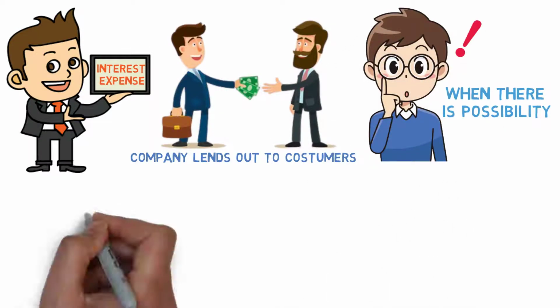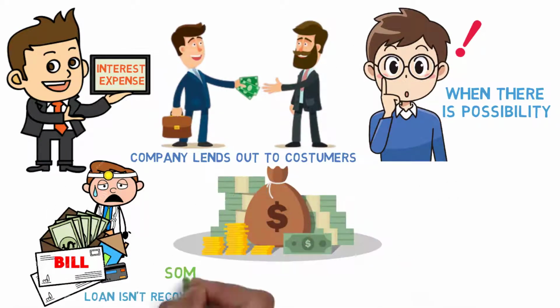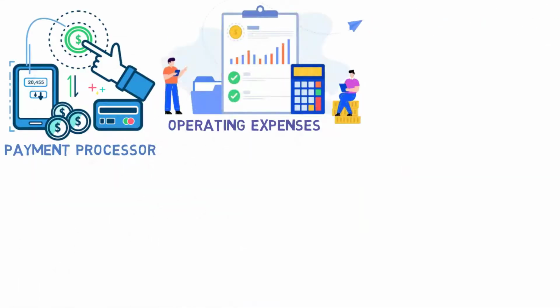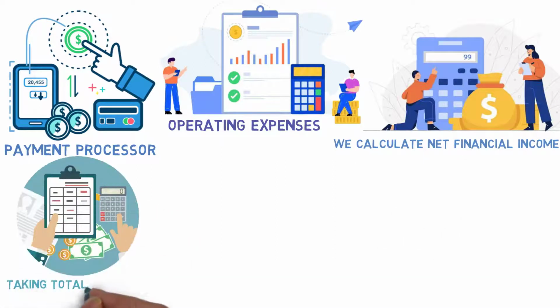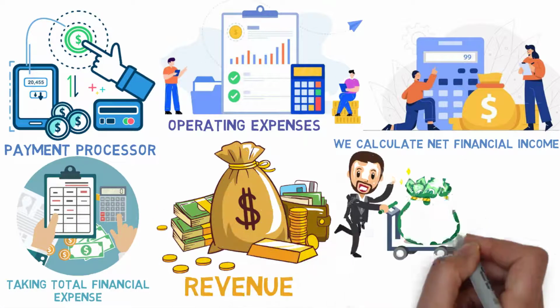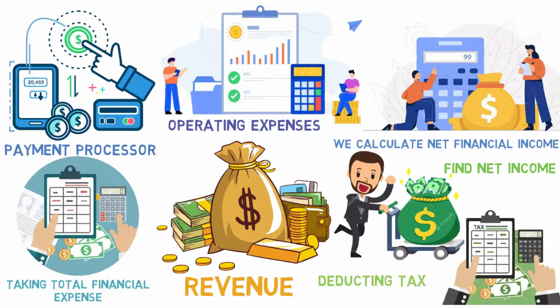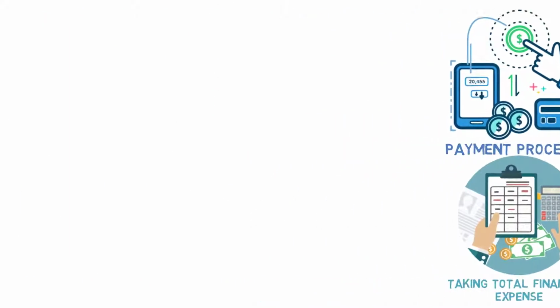When there is a possibility that a loan isn't recovered, then some amount is accounted as loan loss provisions, and some payment processor and operating expenses. We calculate net financial income by taking total financial expense from revenue, then we find net income by deducting taxes from these expenses.